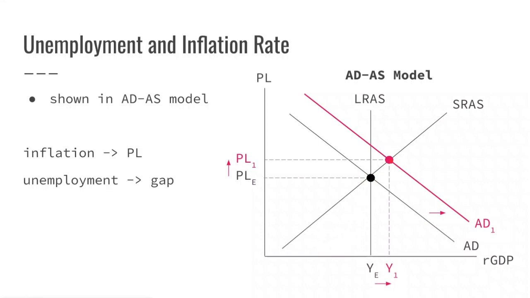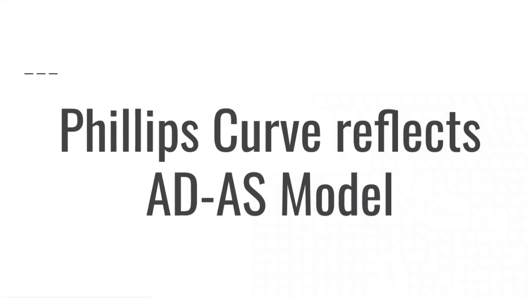One of the main things about this Phillips curve unit is that the Phillips curve reflects the ADAS model. The changes in unemployment and the changes in inflation really stem from what you see in the ADAS model. So conceptually, it's important to understand the ADAS model first, and then know how unemployment and inflation show up in the ADAS model if you want to really understand the Phillips curve.